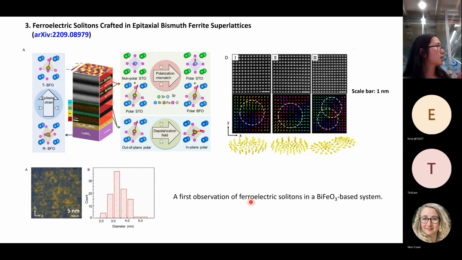Soliton is a general term to describe all of the ferroelectric structures. Actually, I checked that they are topological solitons, and they also call them topological defects. Basically, it shows these individual structures that are different from the matrix.